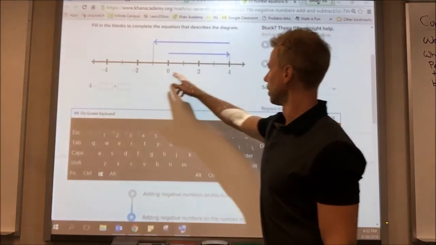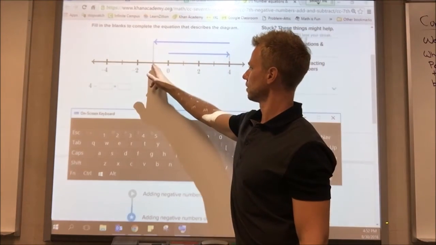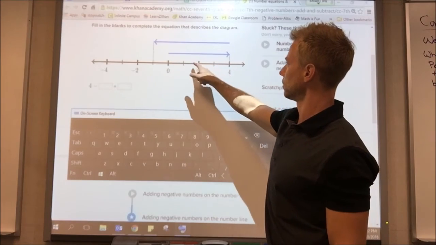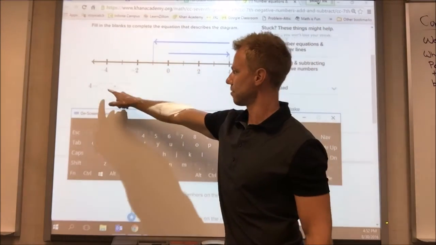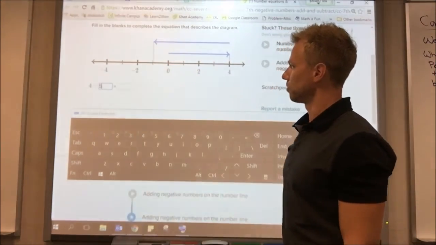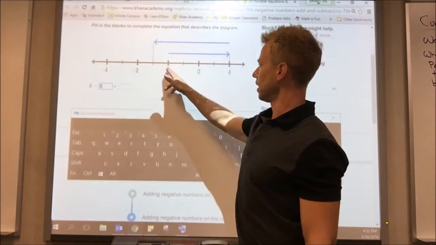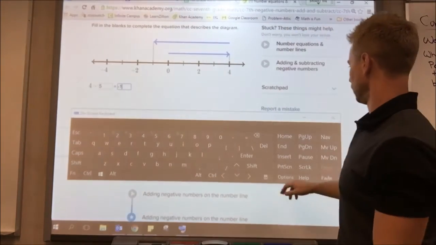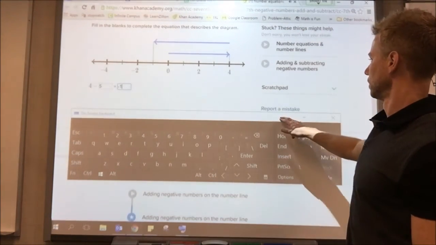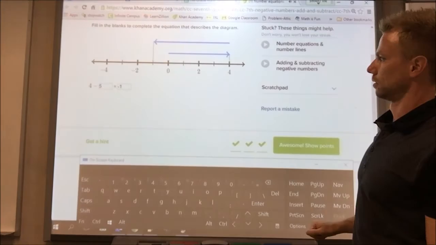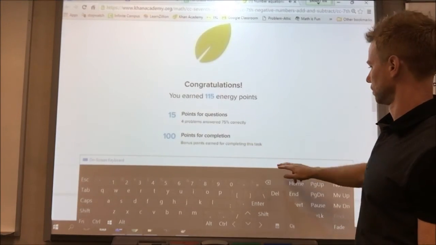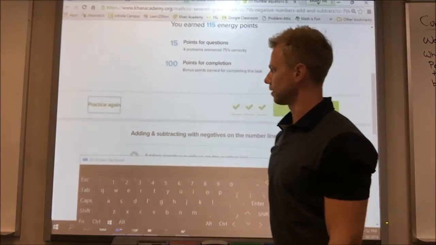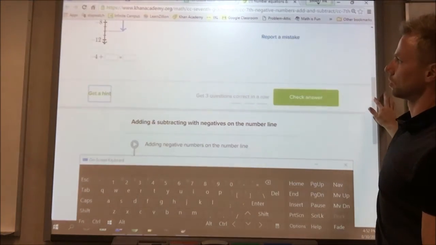We're starting at 4. Then we're subtracting something, and where are we ending up? We're subtracting 1, 2, 3, 4, 5. So in the first blank we put 5. And then where did we end up? At negative 1. So we plug in negative 1. And we got that one right. Good, let's try another one. Oh, we need to do more practice. We'll click practice again. Will give us more problems.